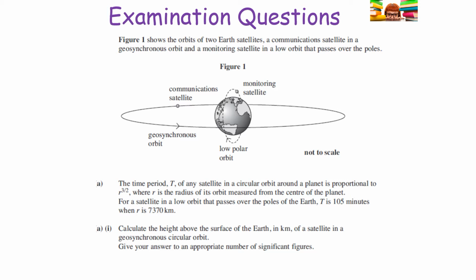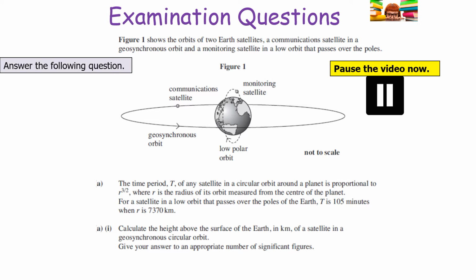For a satellite in a low orbit that passes over the poles of the Earth, T is 105 minutes, where r is 7,370 kilometres. This question asks us to calculate the height above the surface of the Earth, in kilometres, of a satellite in a geosynchronous circular orbit, and again give your answer to the appropriate number of significant figures. So pause the video now, then unpause the video when you want to go through your answer.